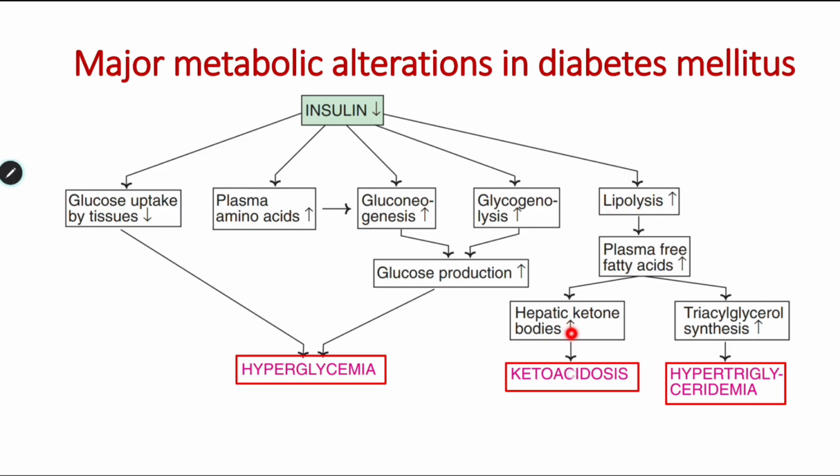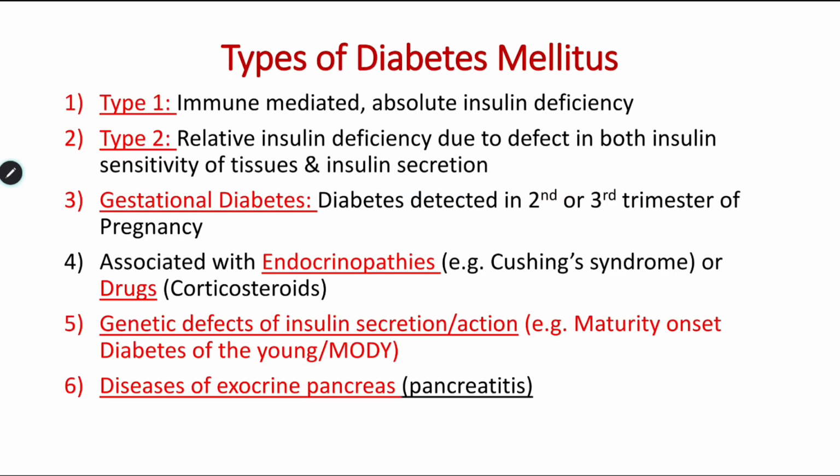So basically, the body feels that there is no glucose, but there is glucose, and so there is ketoacidosis, which is also seen in fasting. There is increased gluconeogenesis, which is also seen in fasting. Basically, it's just a false alarm, and that is actually harming the body instead of helping the body.